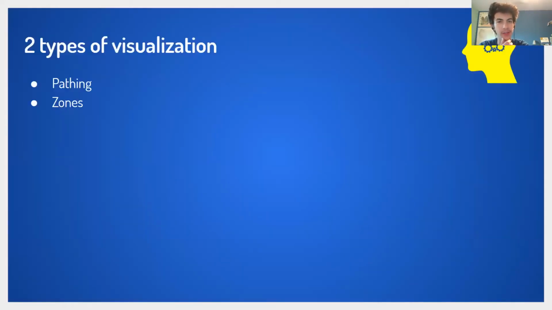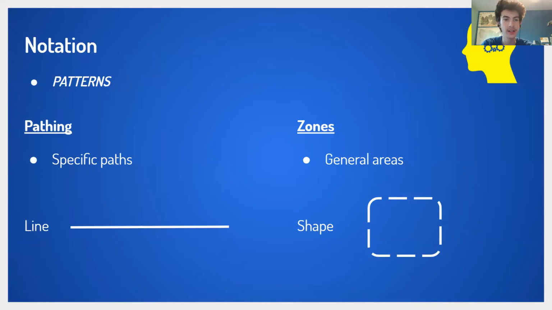So there's two types of visualization. There's pathing and then there's zones. Pathing is mainly used for specific paths. That tells you literally nothing, but you can kind of think of it as a line. If a robot is going from point A to B on the field, that is a path, and that can be symbolized by a line. But sometimes the robot isn't going in a direct path. Maybe it's staying in the general area. Maybe it's playing defense. That would be for a zone.